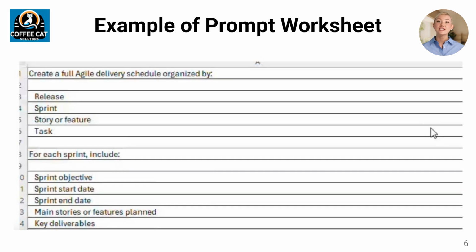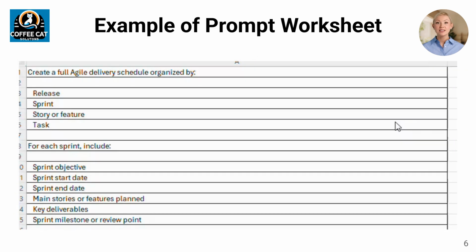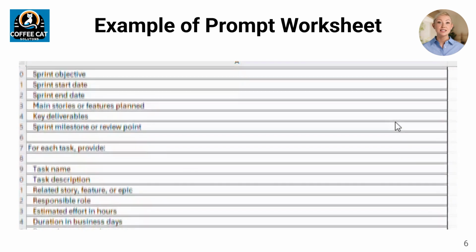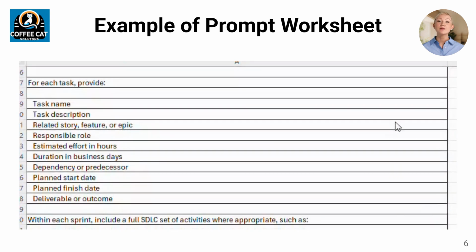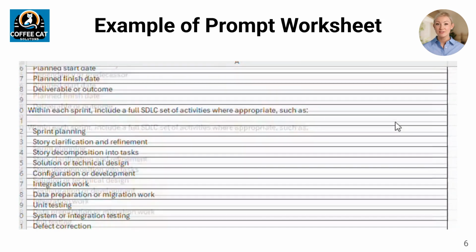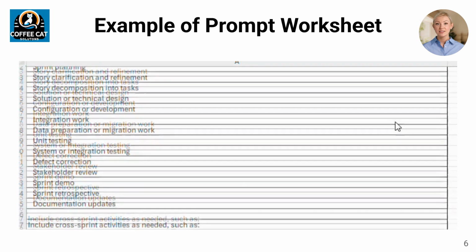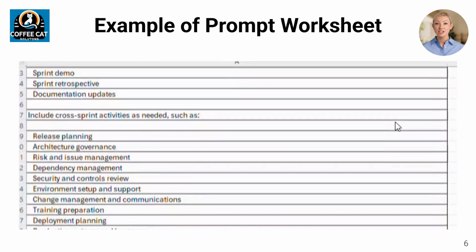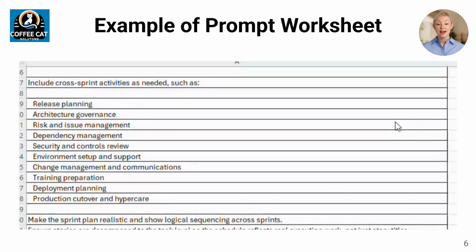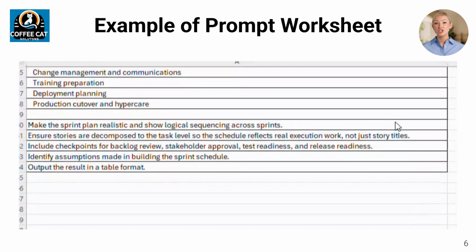A prompt worksheet is one way to help structure your prompt planning and organize the information you may use to write it. The more information you add to your prompt, the more specific the project schedule will be to your project. The example worksheet shown in the video is for an Agile project. Hybrid projects that use a more traditional project framework have a different worksheet. The video scans all the types of information you might include in your prompt. However, not all the information shown on the worksheet is required. This worksheet is available on the Coffee Cat website.